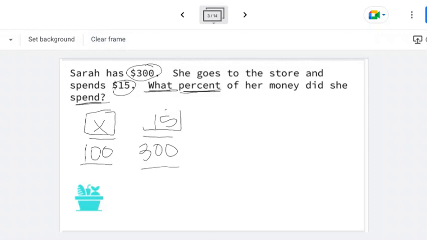Okay. I'm going to take those boxes and lines away so we don't have more on our screen than we necessarily need. All right. So we have it set up.